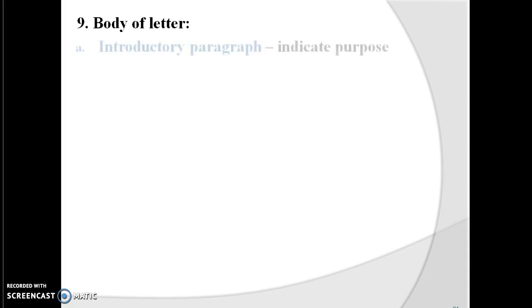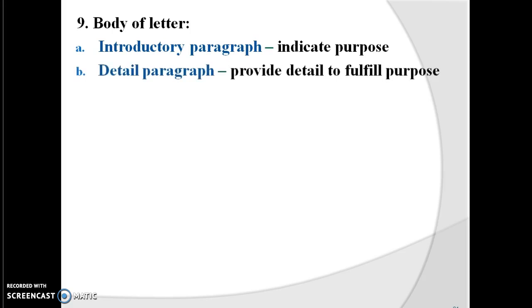Okay. Now coming to the next element of a letter, that is the body of the letter. In the body of the letter, we should usually write minimum 3 paragraphs and maximum 4 paragraphs. The first paragraph is usually called the introductory paragraph, which introduces the purpose of writing the letter. The second paragraph we call the detail paragraph, where we provide the details which will help you to fulfill the purpose of writing the letter.